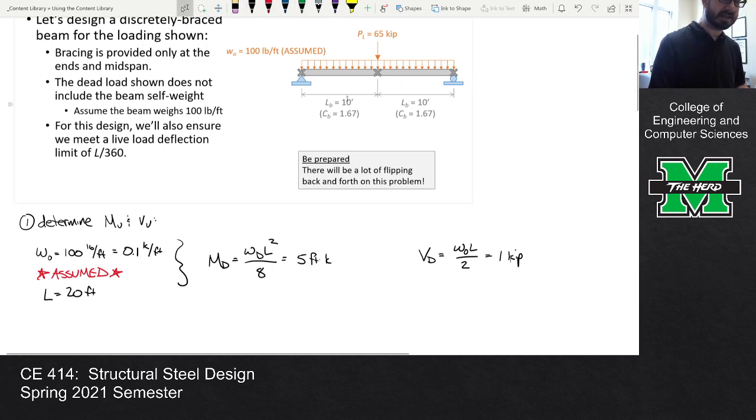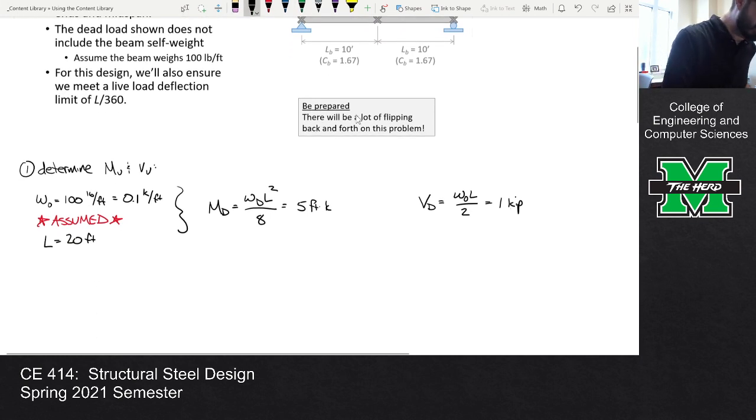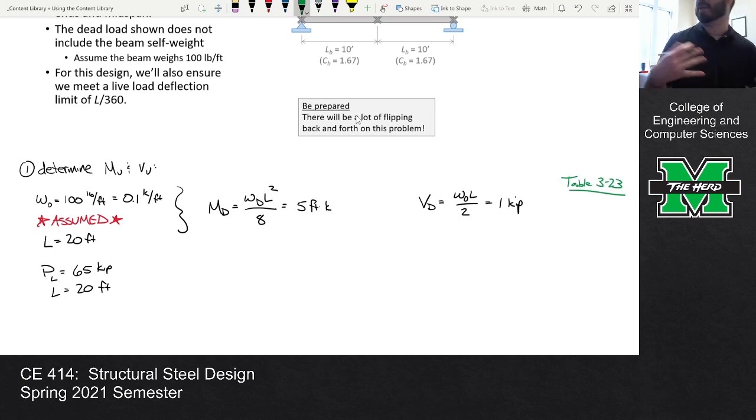Now that's for the dead loads. For the live loads, we have a live load at midspan of 65 kips, and again, the length is 20 feet. So if you want, we can say that this is table 3-23. That's the table that lists all the analysis aids in the manual. This is case 1, and this is case 7 down here.